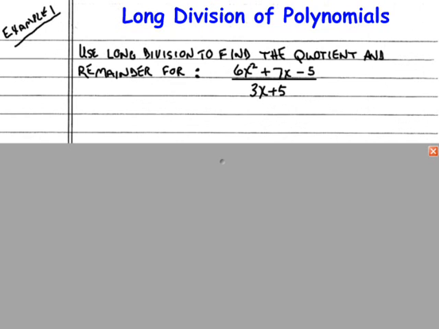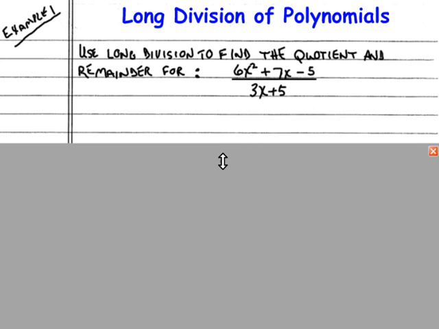Okay, the first example of division of polynomials that we want to do is one about long division of polynomials. So you see the problem stated. Use long division to find the quotient and remainder for 6x squared plus 7x minus 5 divided by 3x plus 5. Before going any further, I'd like to remind you that you can pause this video at any time to write down the information you need to, or to even work ahead.